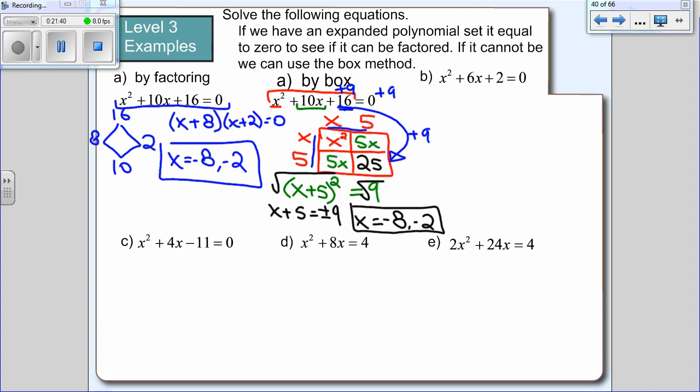How many people like factoring? Well, yeah, it's a lot more simple, isn't it?